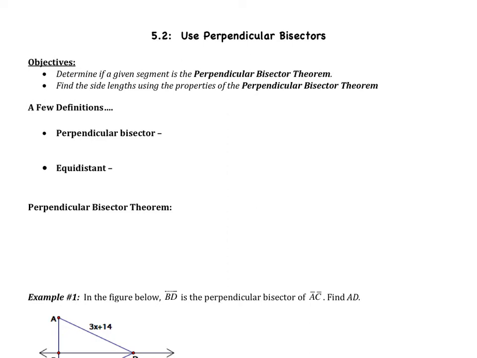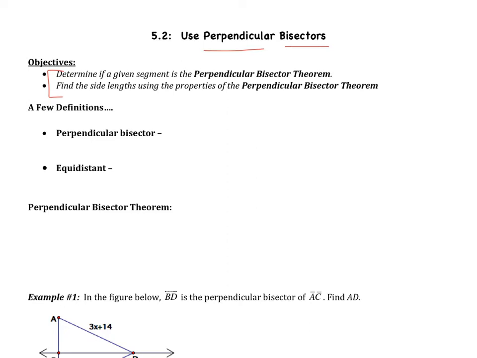Today we're going to learn about the center that is formed by perpendicular bisectors. So there's two objectives. We're going to determine if a given segment is the perpendicular bisector, and then we're going to find the side lengths using properties of the perpendicular bisector theorem.